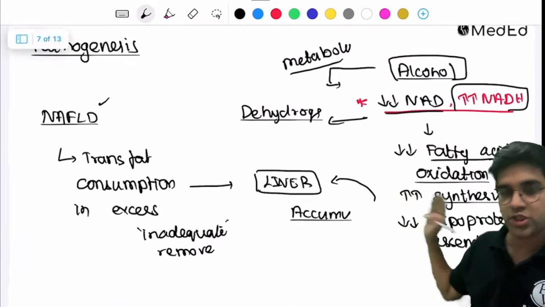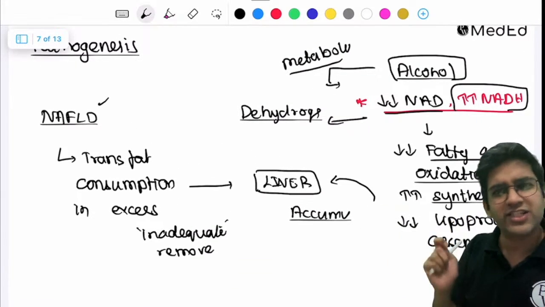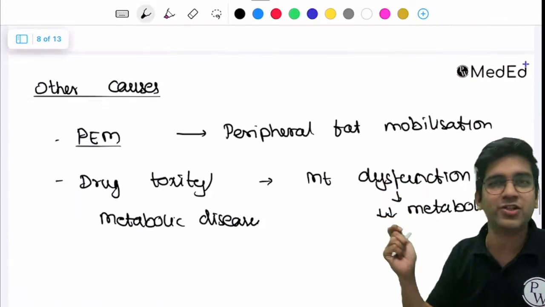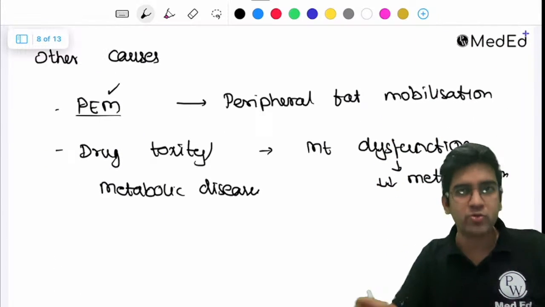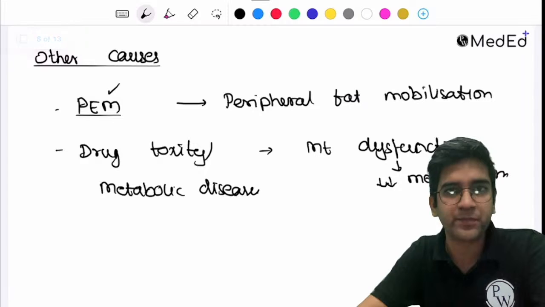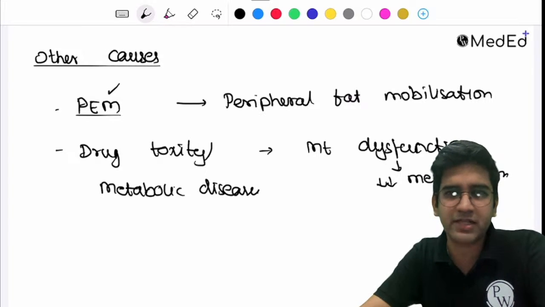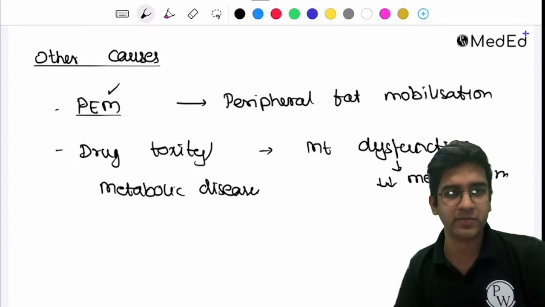The major two causes, we know what the pathogenesis is. Just one more addition, a few minor causes. I'm sure you must have read about protein energy malnutrition, right? Can you guys comment on any one disease of protein energy malnutrition? Whatever comes to your mind. Kwashiorkor, marasmus, you must have seen for sure.